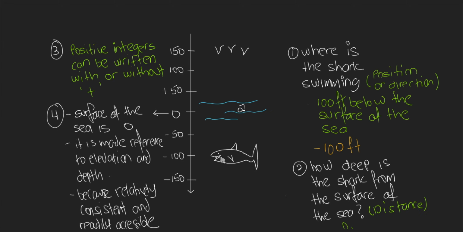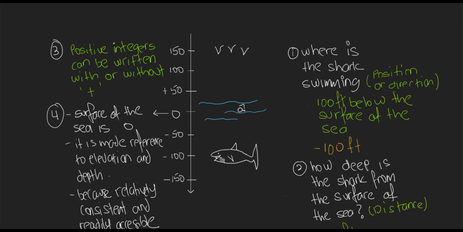In this diagram, you've got a shark, someone swimming on the surface, and a few birds flying. Now, the question is, where is the shark swimming? I can reply in two ways. First, I could say it is 100 feet below the surface of the sea. In this phrase, I am giving you the direction, which is below, and also the position where the shark is.